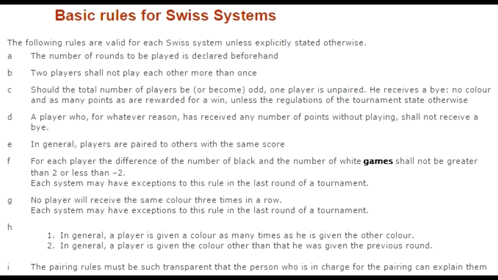In the last round of a tournament, in general, the player is given the color as many times as he is given the other color. In general, the player is given the color other than that he was given the previous round. The pairing rules must be so transparent that the person in charge of the pairing can explain them.